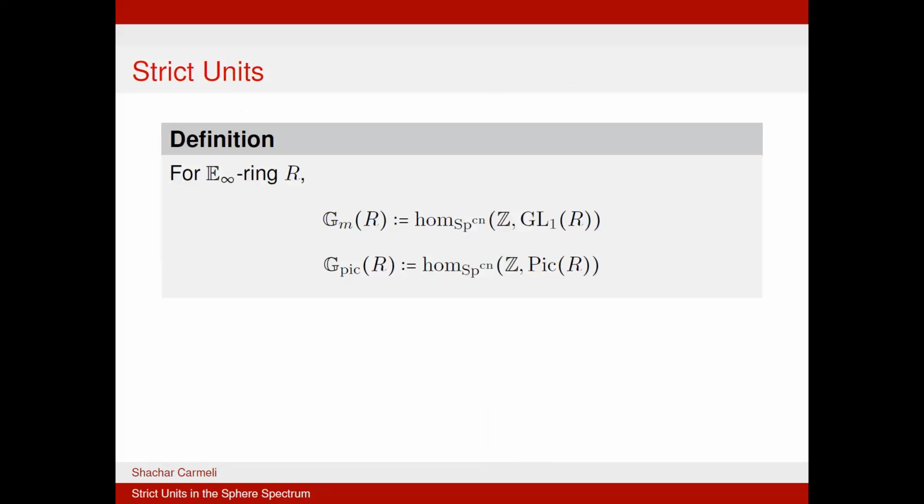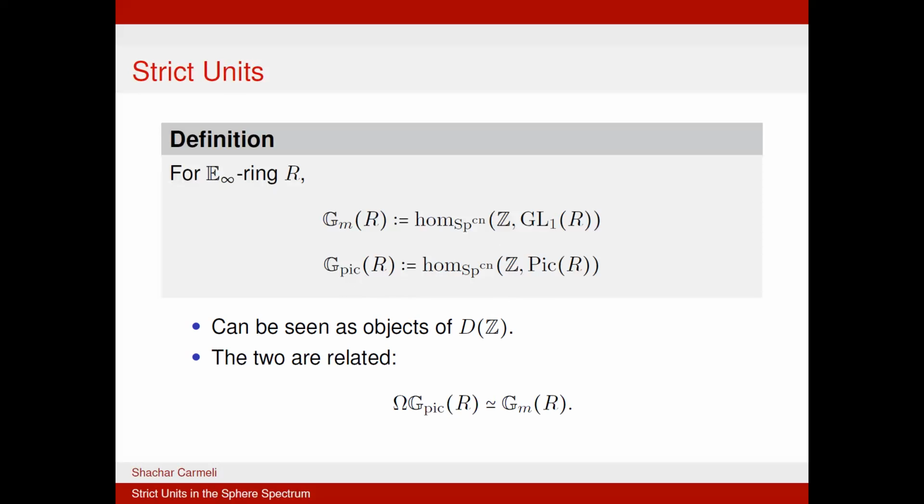So now we can define the following two objects. If we have an infinity ring R, we can consider the strict locus of GL_1 of R, which are strictly invertible elements of R, and we denote it by G_m of R, and this is just the mapping spectrum from Z to GL_1 of R. And we can also deloop it once and consider the strict Picard spectrum of R, which is maps of connective spectra from Z to the Picard spectrum of R. And both are objects of D(Z). Again, this functor is the right adjoint to the forgetful functor from Z-modules to spectra.